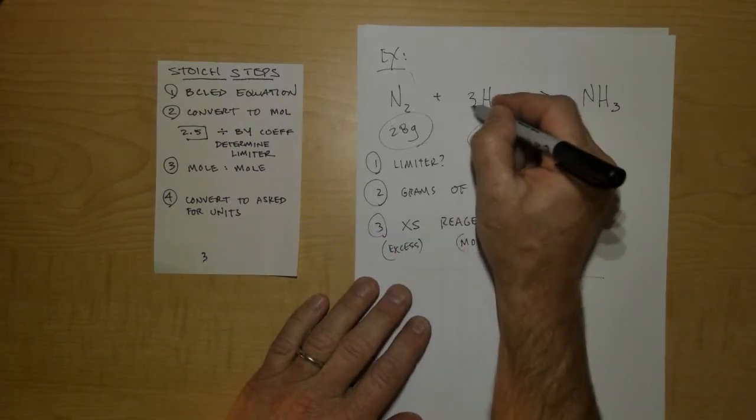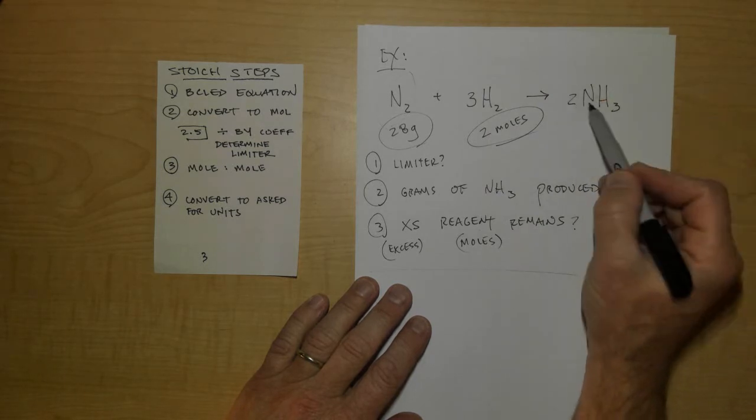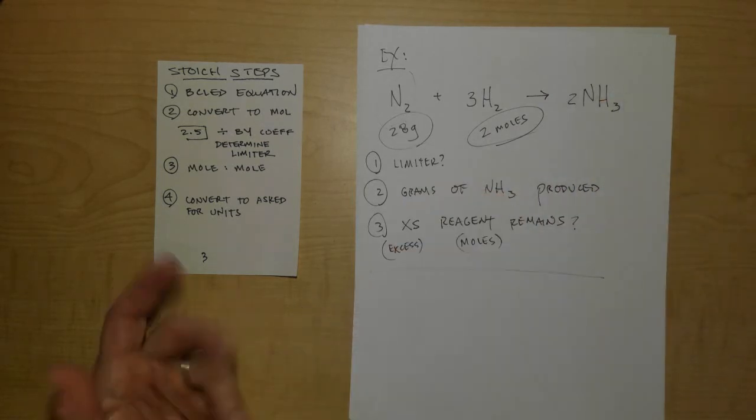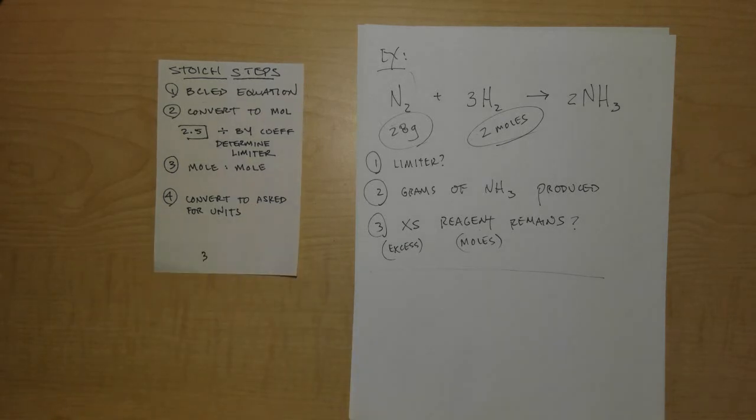So if I put a 3 here, now I've got 6 hydrogens. I put a 2 here, I've got 6 hydrogens. I've got 2 nitrogens and 2 nitrogens. Now it's balanced. So I'm going to assume you're okay at balancing chemical equations. If not, then you've got to spend a little bit of extra time writing the balanced equation each time.